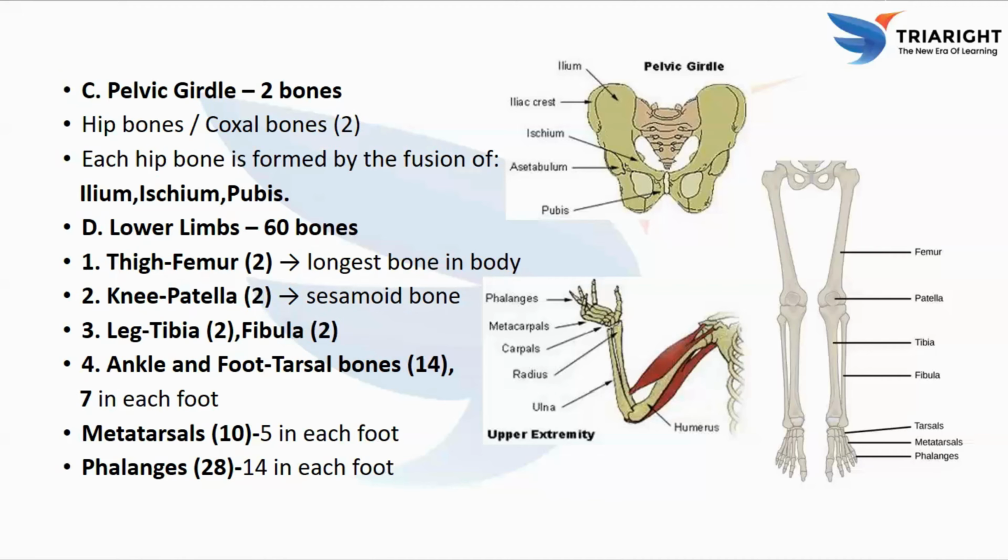So next, the leg, the lower leg. What are the bones present in the lower leg? You can clearly see in the picture here: femur, patella, tibia, fibula, tarsals, metatarsals and phalanges.